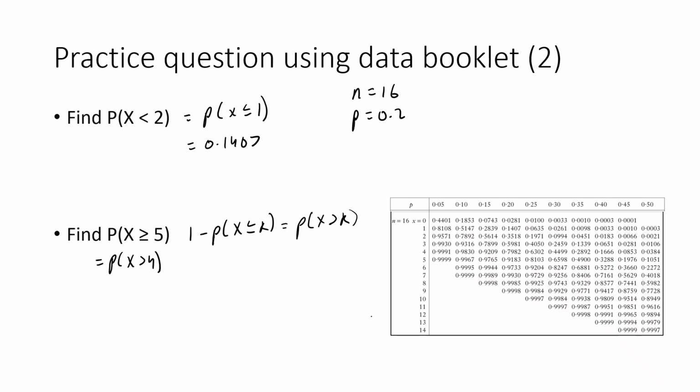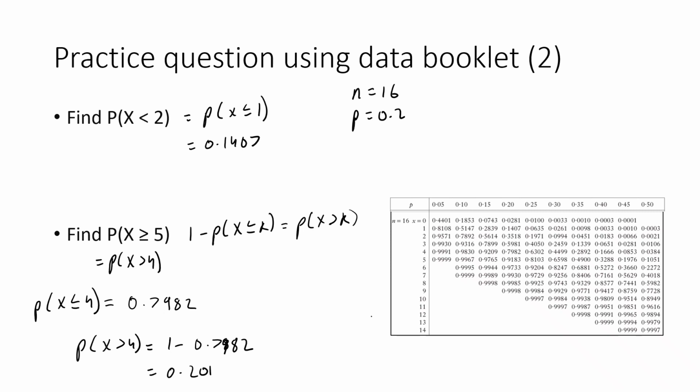So first now we need to find the probability of x being equal to or less than 4, which we can here. So 0.2, n is 16, so 4 is 0.7982. Now to get probability of x being greater than 4, it's 1 minus 0.7982, and that gives us 0.2018.